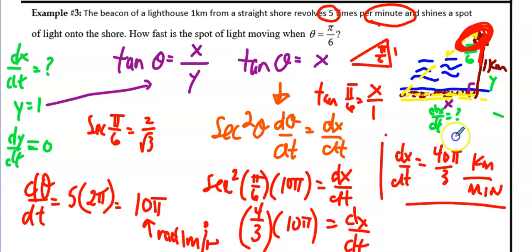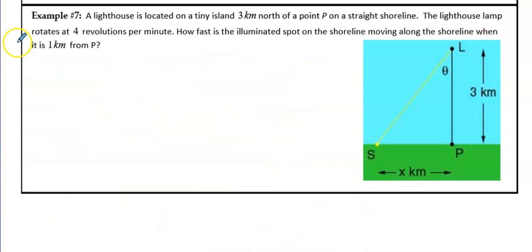I'm going to do one more question that's very similar to this, and then that's going to be it. So let's go on into the next example. I just read question number 7, and this is actually almost the exact same question as example number 3. It's the same thing. We have 1 kilometer, and from P, it's very similar to what we just did. The only difference is that they tell us what the 1 is. They tell us this is 1, this is 3.